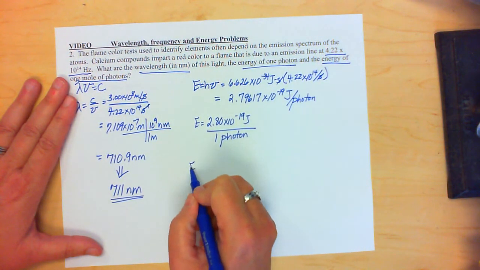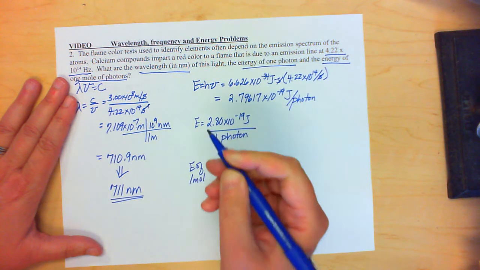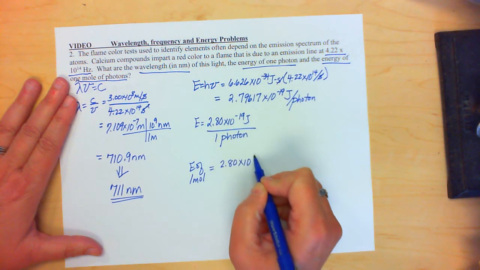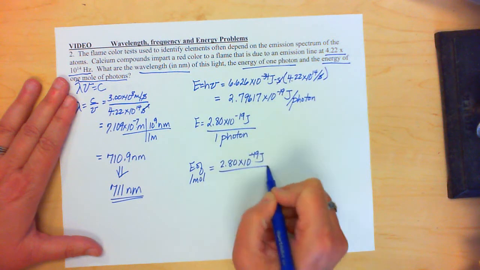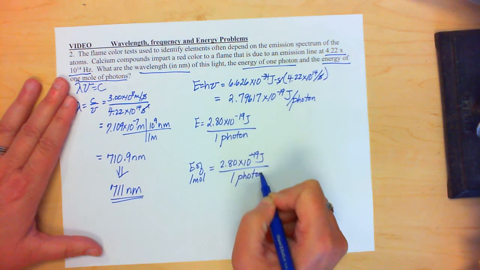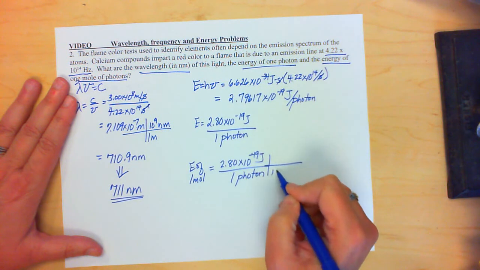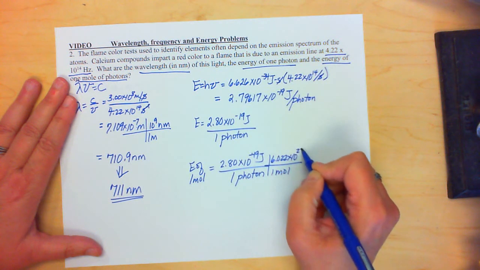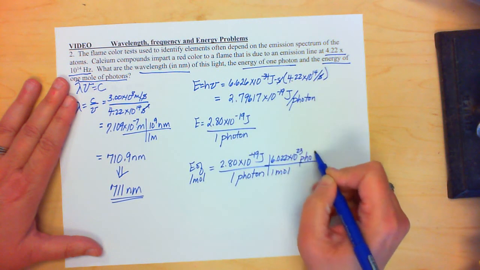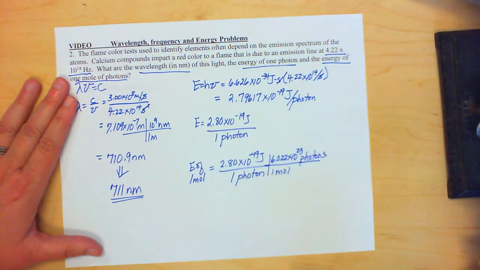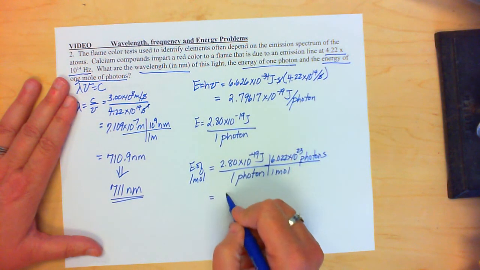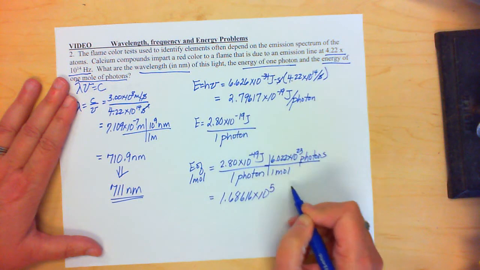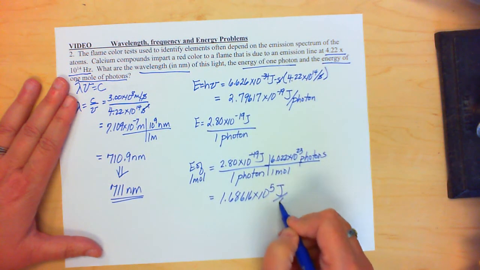But if I want the energy of 1 mole, then I'm going to take my energy of a photon, 2.80 times 10 to the -19th joules per 1 photon, and I know that 1 mole is equal to 6.022 times 10 to the 23rd items. In this case we're going to have photons, so it's simply a multiplication. So we end up with 1.68616 times 10 to the 5th joules per mole.